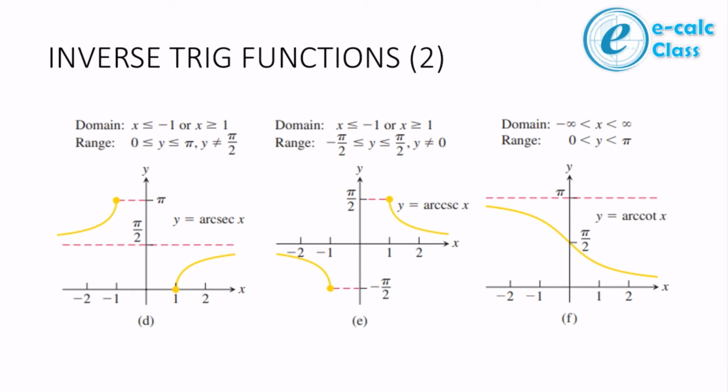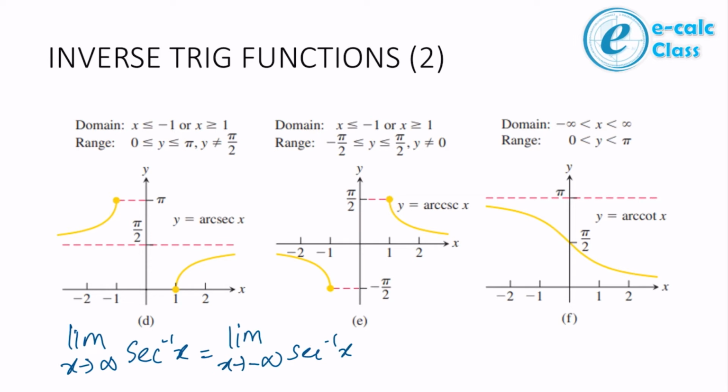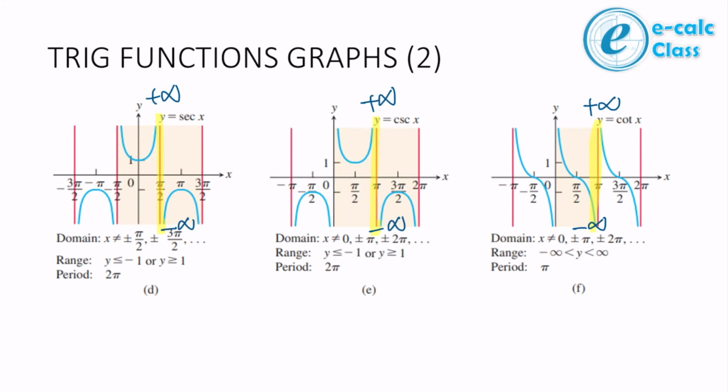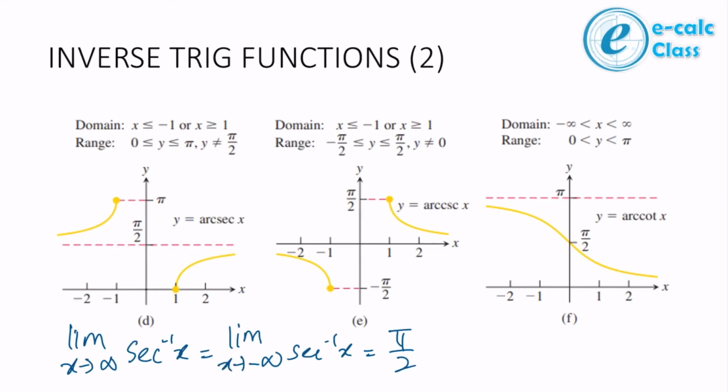When x approaches infinity, arcsecant is actually either infinity or negative infinity. The limit as x approaches infinity of arcsecant of x is equal to the limit as x approaches negative infinity of arcsecant of x. Both of them will give you pi over 2. It's also visible from the graph here, where you turn it around and restrict the domain. So this is what you got.